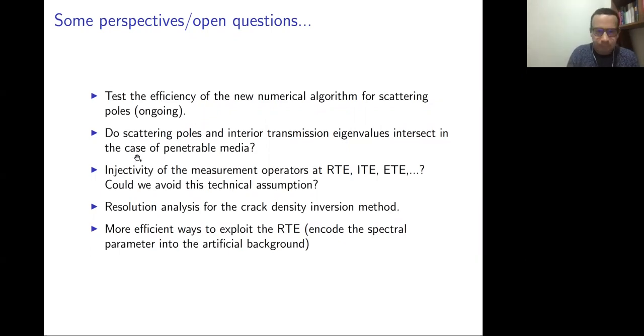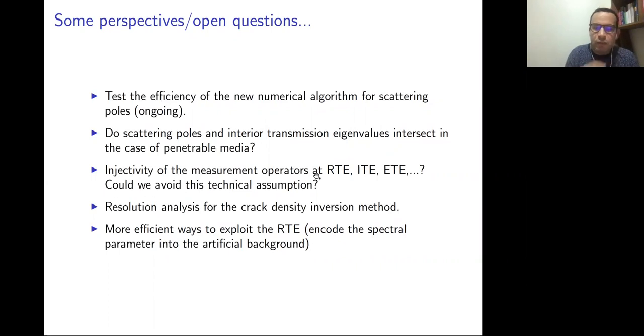And of course, there is this question that seems to be hard to answer. For the case of penetrable media, do interior transmission eigenvalues intersect with the scattering poles? Of course, this is more a technical point that we really want to answer.